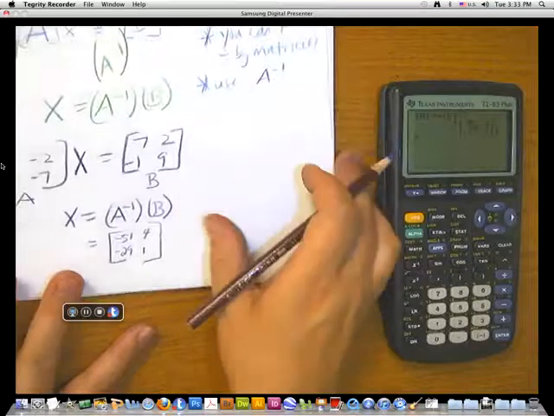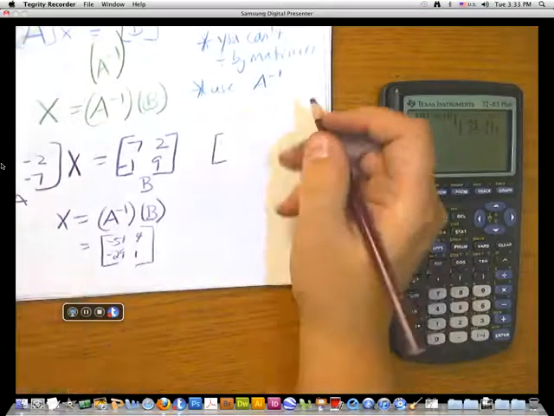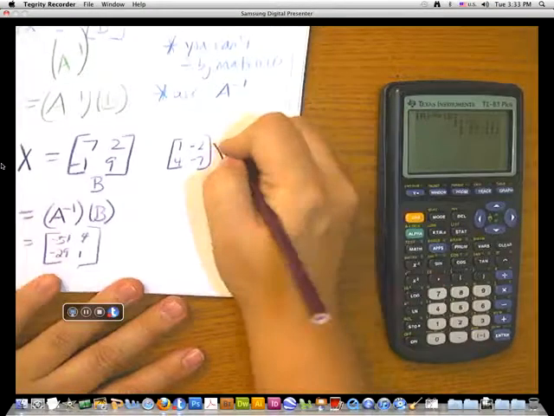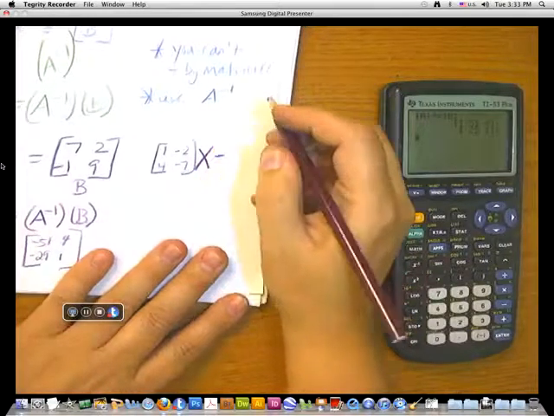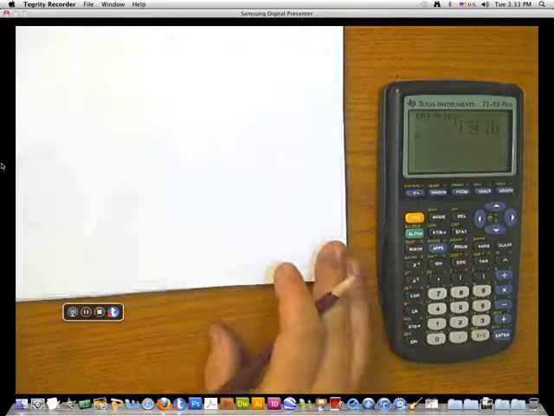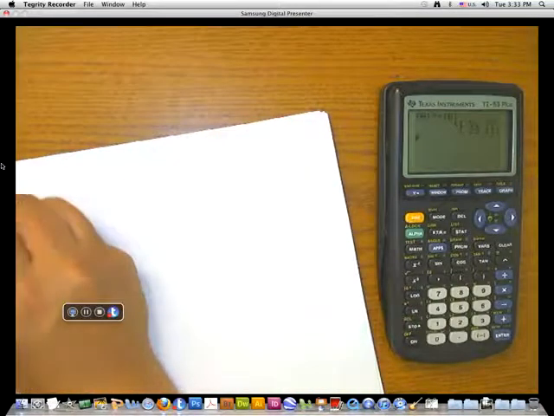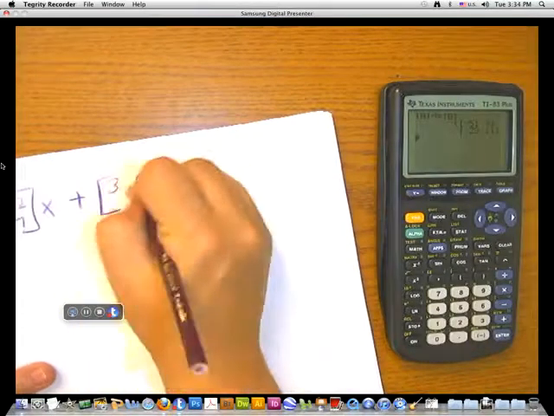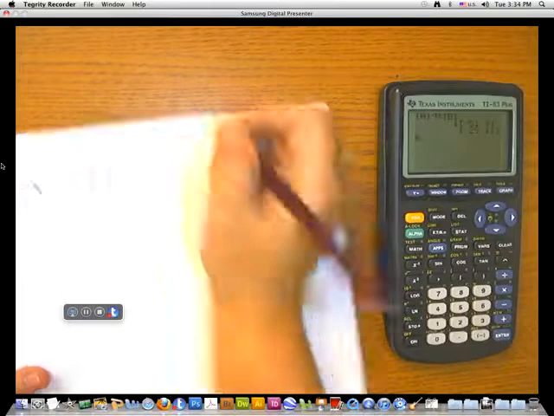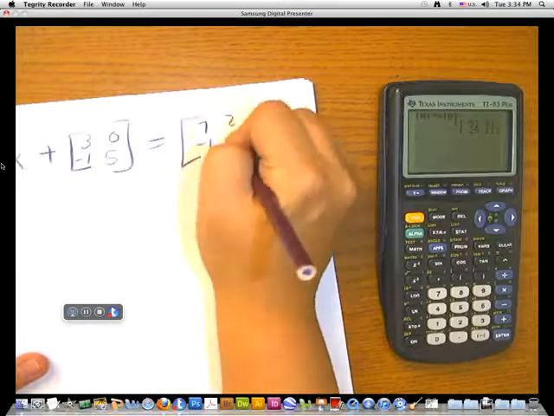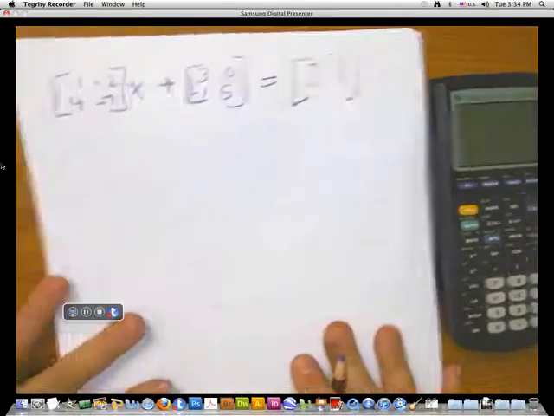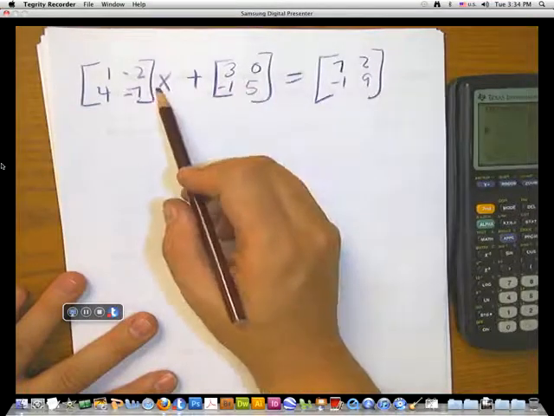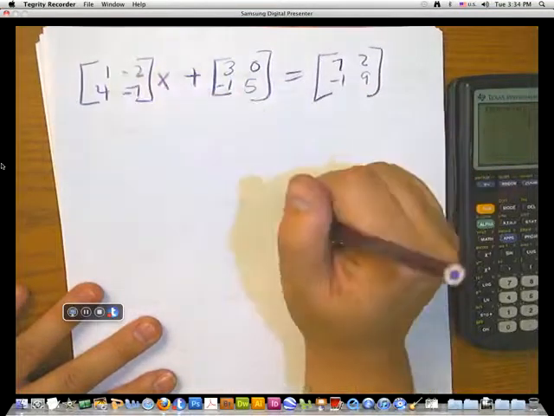Okay, if you're given more information, let's say 1, -2, 4, -7, x. Actually, I'm going to put this on a new piece of paper. 1, 4, -2, -7, x plus 3, 0, -1, 5 equals. So now I have more data. I'm still solving for x, because there's an equal sign, and I always want my variable.